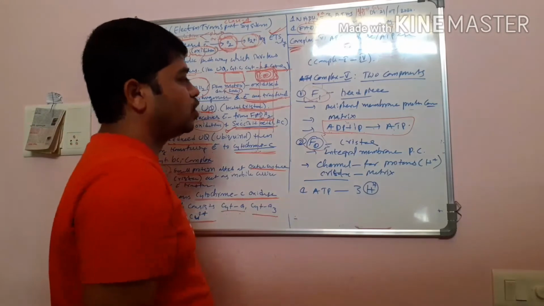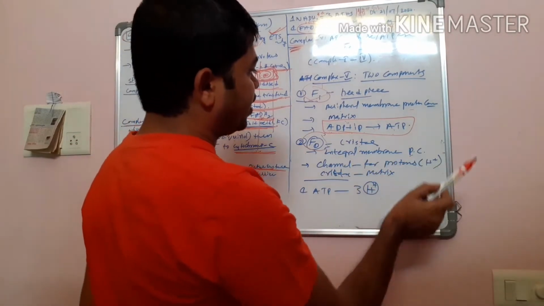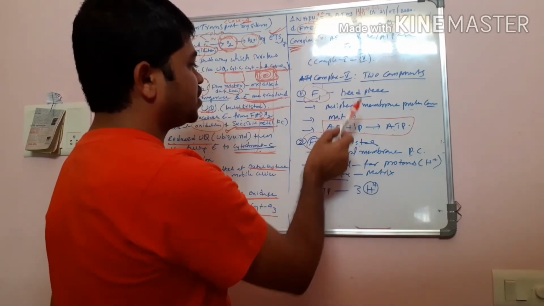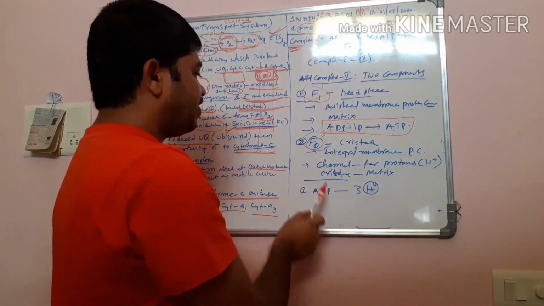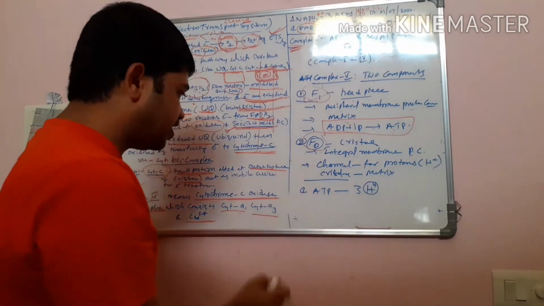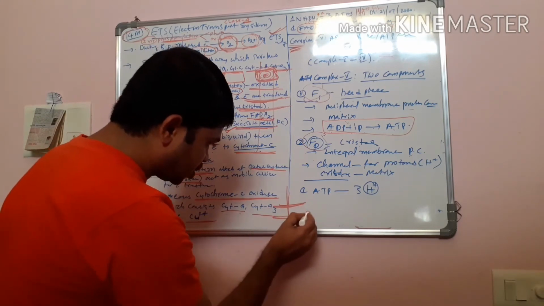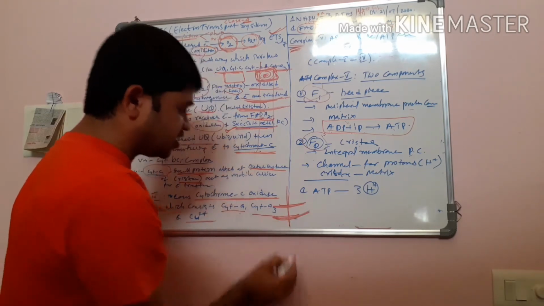Then the F0 component is located in the crista. It is also called the integral membrane protein complex. It is present somewhat on the inner side. And what is the major importance of F0? It forms channels. For example, this is a barrier or wall, and it forms channels like this, canal-like structures.